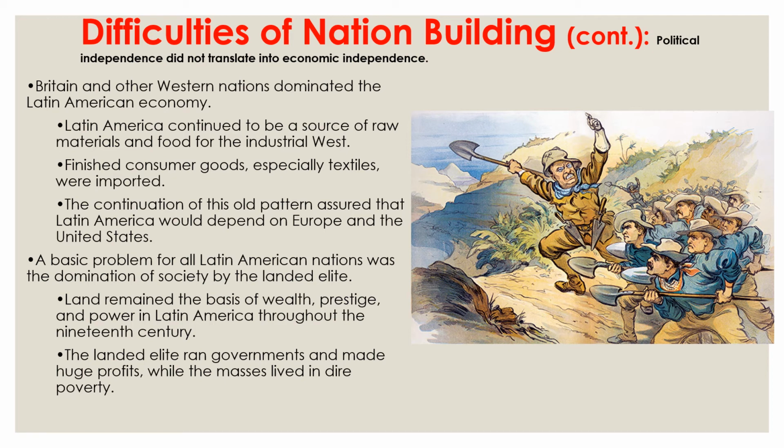A basic problem for all Latin American nations was the domination of society by the landed elite, who would be willing to cooperate with the Western nations in order to keep their positions of power. Land remained the basis of wealth, prestige, and power in Latin America throughout the 19th century. The landed elite ran the governments and made huge profits by cooperating with the Western nations at the expense of the local populations, while the masses lived in dire poverty. Corruption.